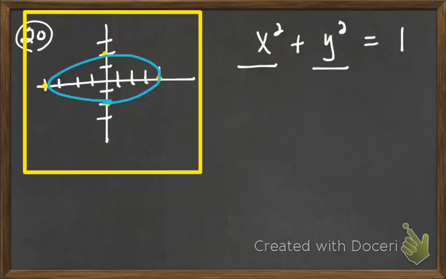So to determine what goes underneath the x squared, you count what? Left and right. How many units are you going left or right? 4. And you square that, and so you have a 16 underneath your x squared. Then to figure out the number that goes under your y, you count up and down. You go 2 up, 2 down. 2 squared is 4.